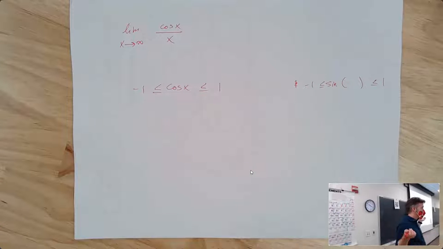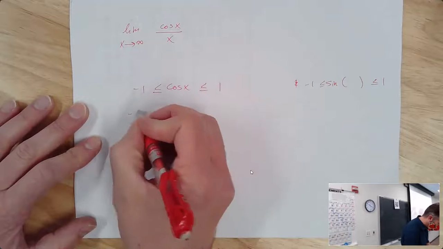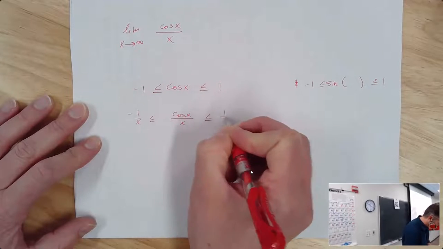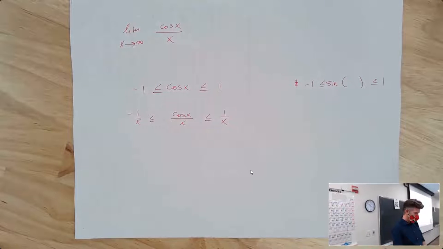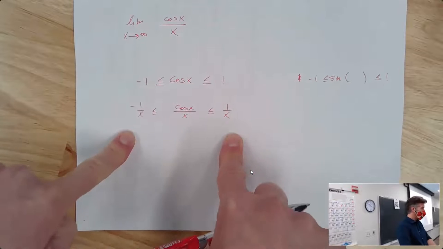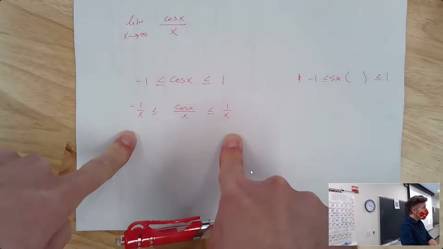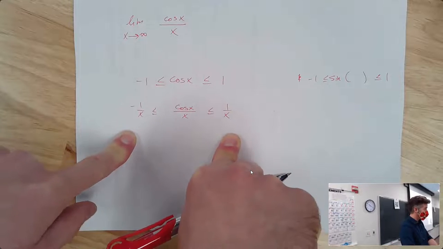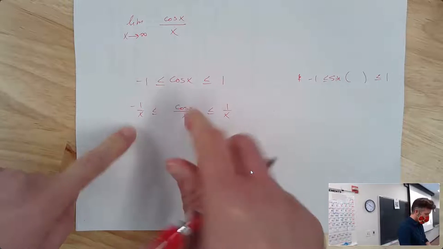Just do what you want. I'm going to divide everything by x. Now you're just going to do the thing to make it look like what you want. So if I divide this by x, I divide everything by x. And then we take the limit of the outer bounds. And we hope very strongly that their limits are the same, because if they're not, we can't use the squeeze theorem.